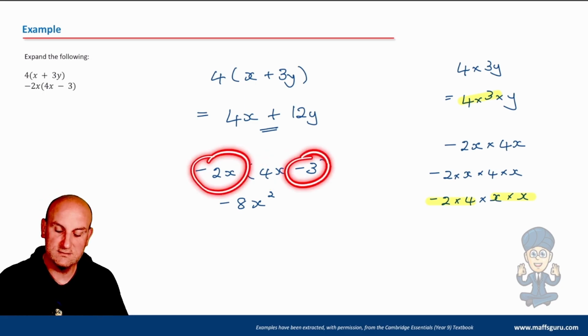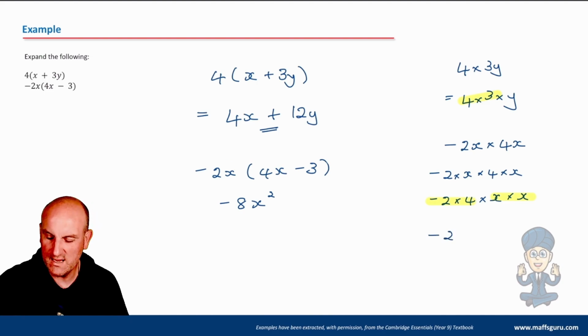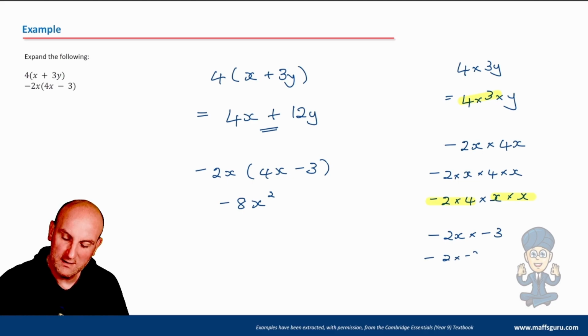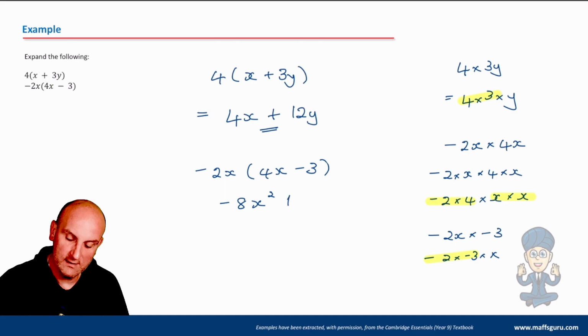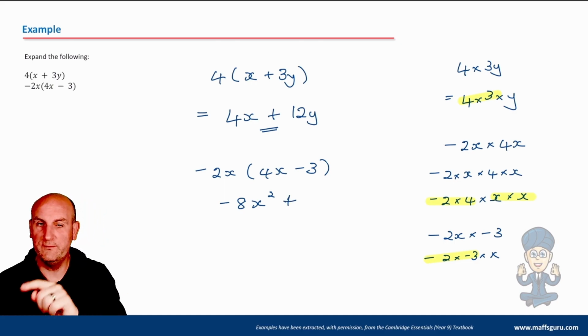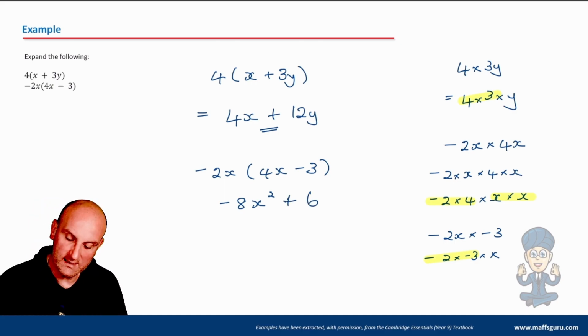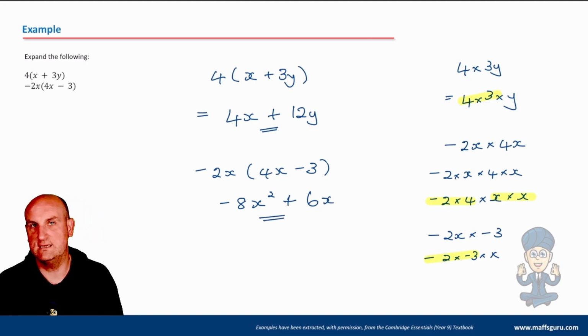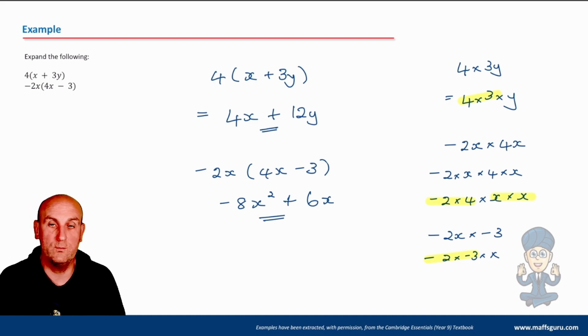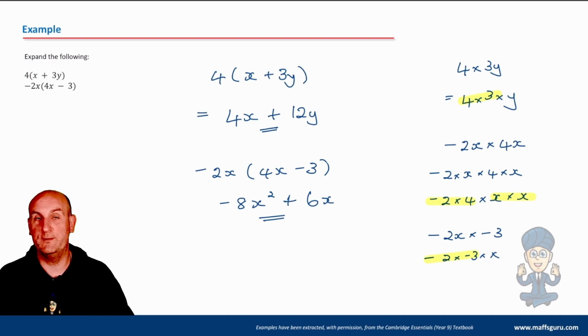Minus 2x times minus 3. Well, that's minus 2 times minus 3 times x. Well, what is minus 2 times minus 3? Well, a minus and a minus becomes a plus. So the first thing I'm going to do there is put a plus. And 2 times 3 is 6. And the x, oh, just stays there. And again, I know I'm probably making this sound complicated, and hopefully I'm not. Stop the video, go back and watch it again. Hopefully it makes sense. But again, practice, practice, and practice again.